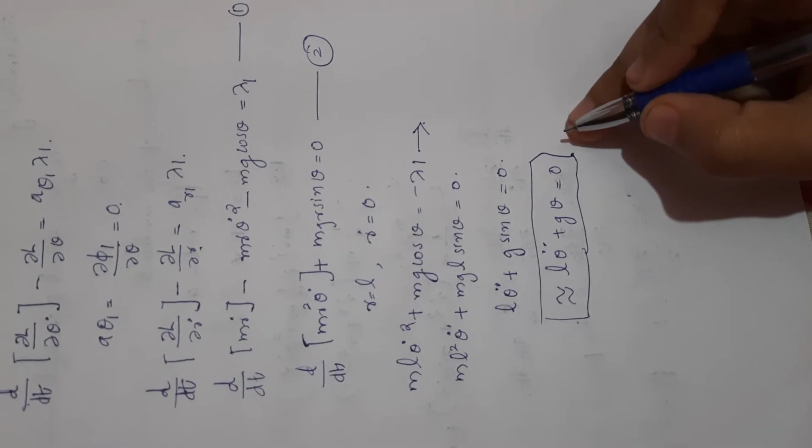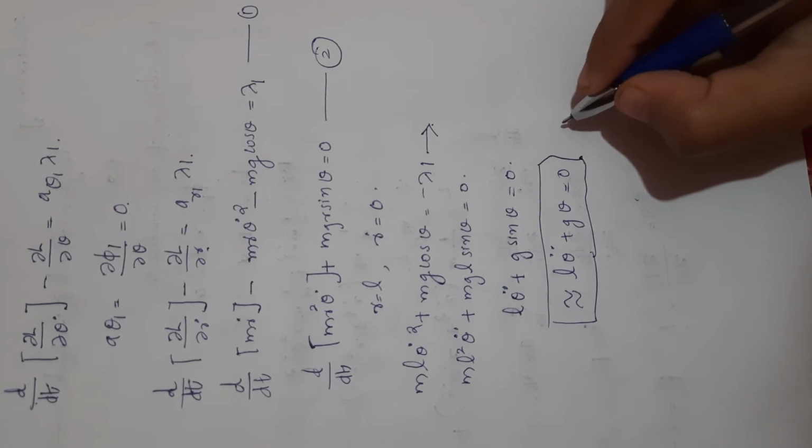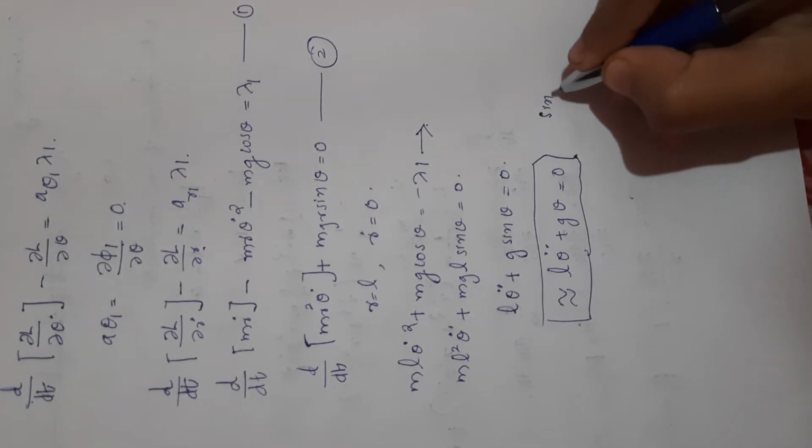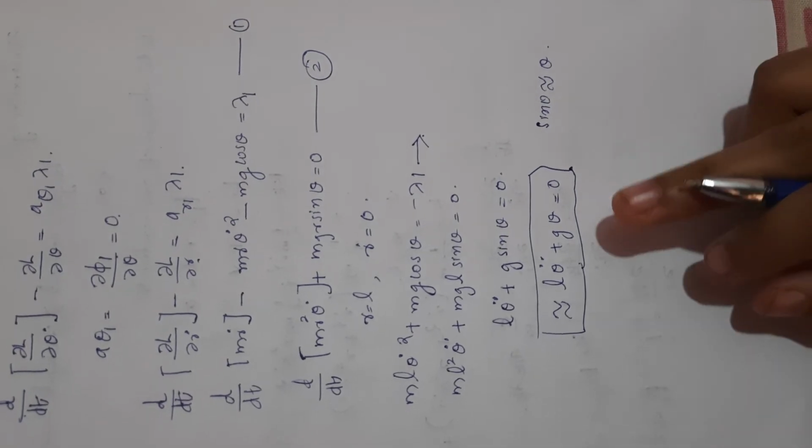This yields the simple harmonic motion if the amplitude is small. The amplitude is small means sin θ is approximately equal to θ. This yields the simple harmonic motion.